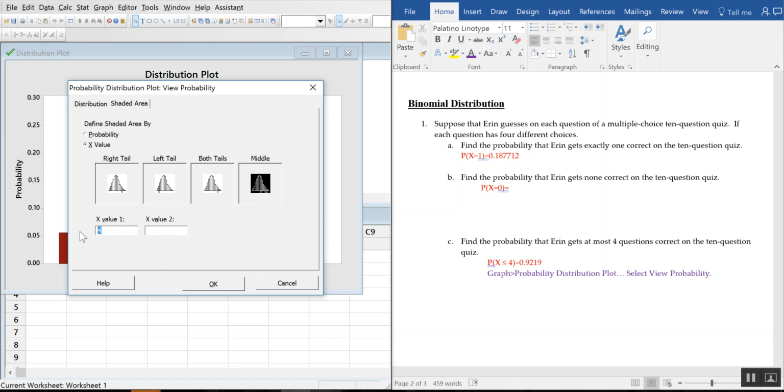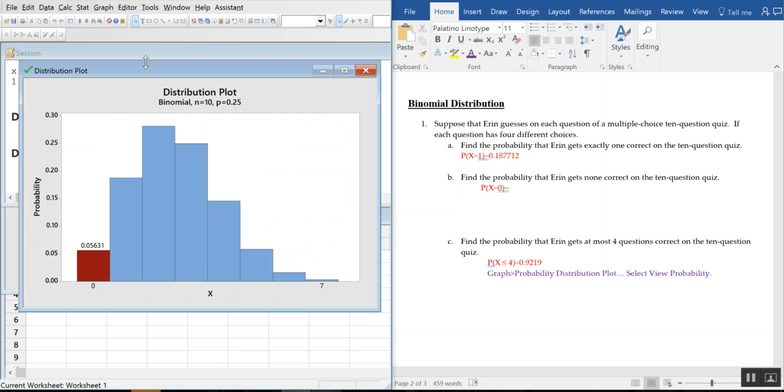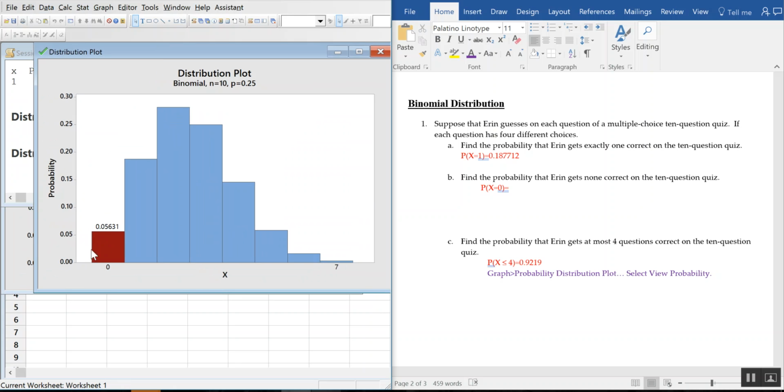So I want to do 0. So how do you do this? You're doing less than or equal to 0 and greater than or equal to 0 at the same time. So the things that are bigger than and smaller than 0 is just 0. And we'll hit OK. There it is. And you know you've done this correctly because it only highlights the 0 brick, the brick that represents the probability that you got 0, which is kind of funny. 0.05631.